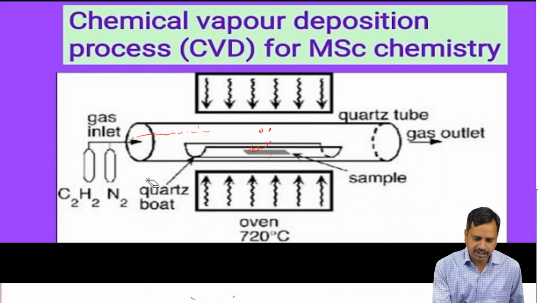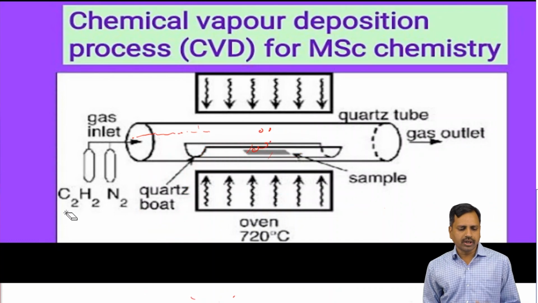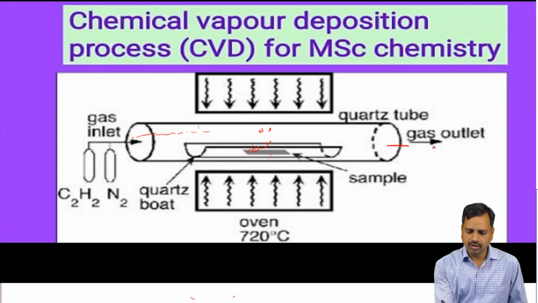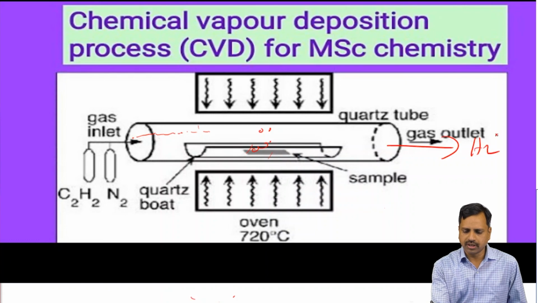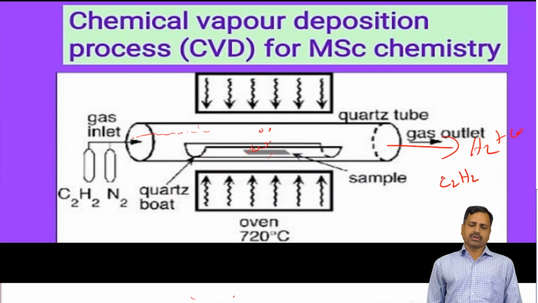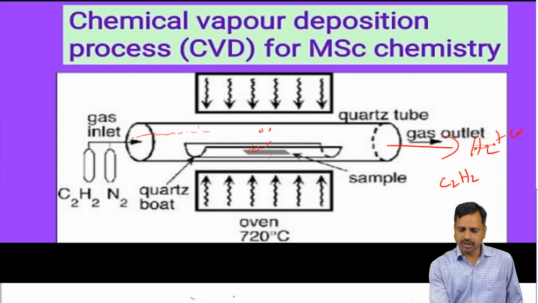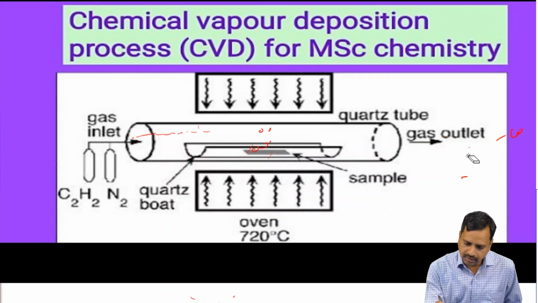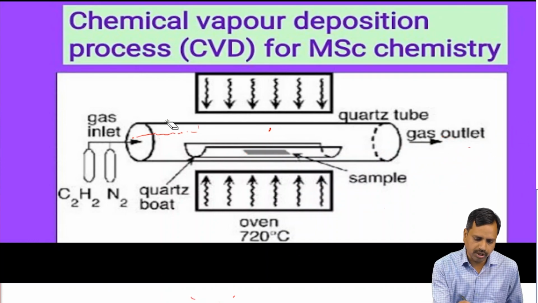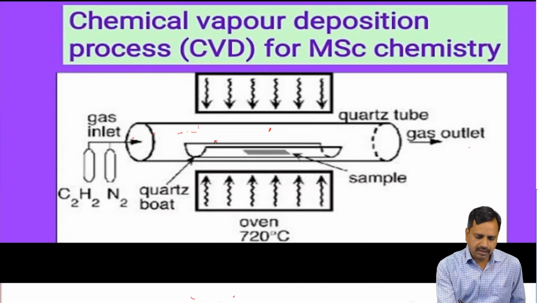And what can we expect as the outlet of this one? The outlet is only hydrogen. So here we'll get the outlet as hydrogen plus some unconverted acetylene. Some unconverted acetylene will also come out as output. This output can escape into the vent, so that we get the nanomaterials here.